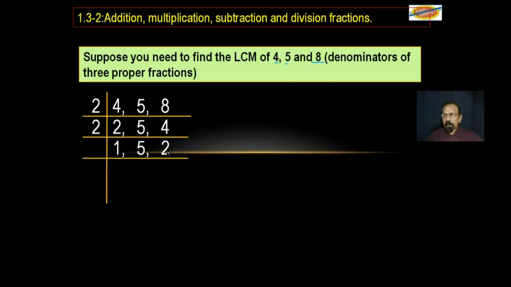Can we try 2 again? Yes. 2 into 5 can't go. Just bring it down. 2 into 2, 1. So now, remember, once we get this 1, we ignore that column.